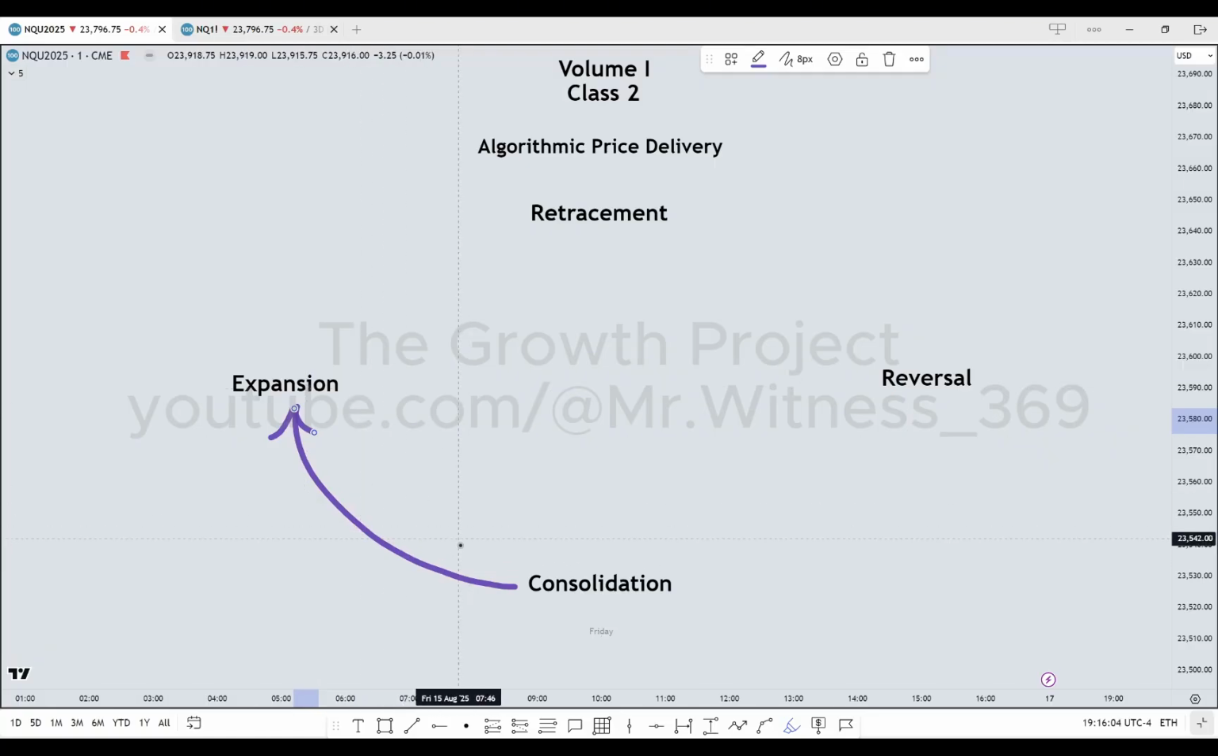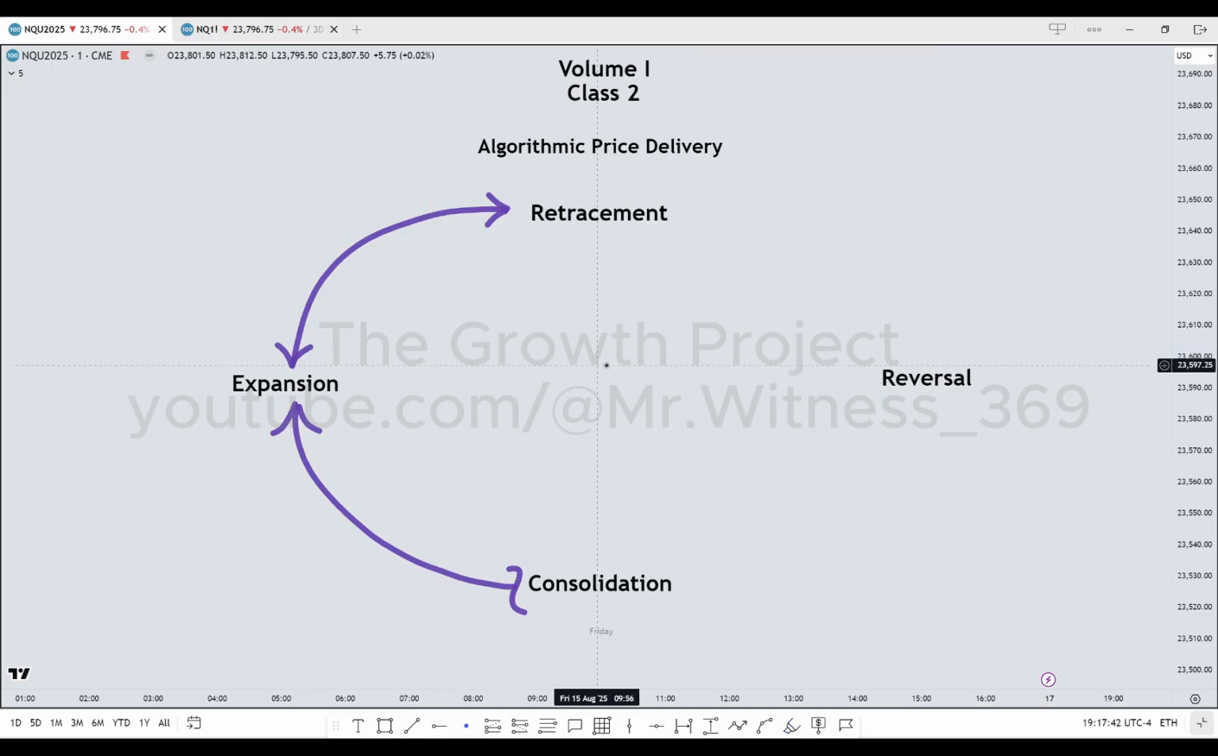Sometimes you will see that expansion leads back to a consolidation. This does not happen often, but it can happen. This is why I put an arrow like that. But what will happen normally is consolidation to an expansion and expansion to retracement. This is normal and expected. After retracement, I expect to see another expansion.